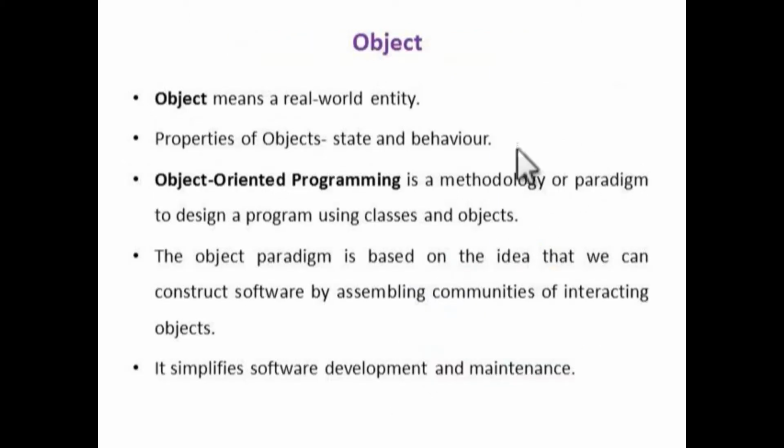So let's start with object. An object is a real world entity that is handled by the particular program. Each and every object has state and behavior. The state of the object is used to tell about the attributes or properties of that object, and the behavior is used to represent the functionality of the object.